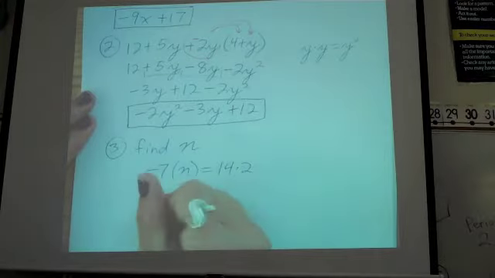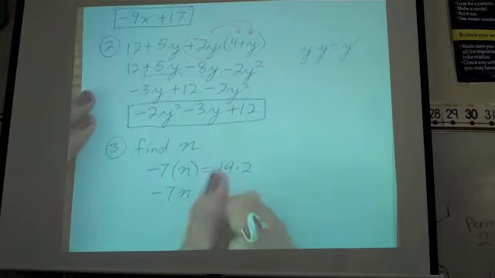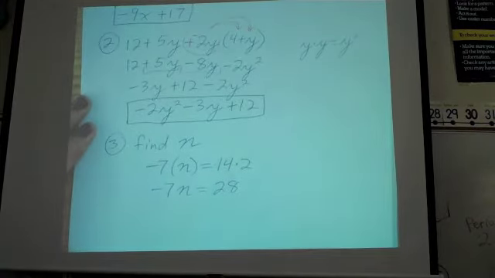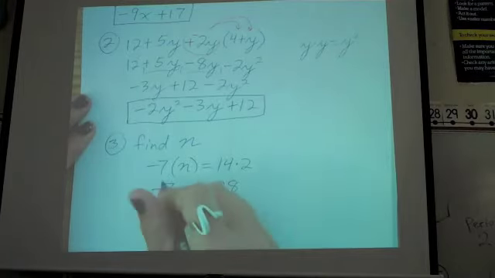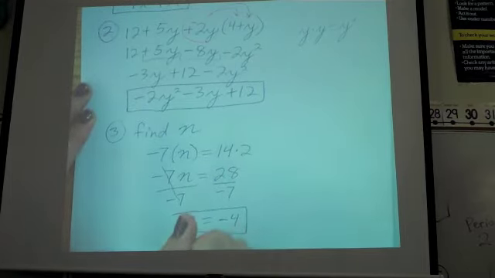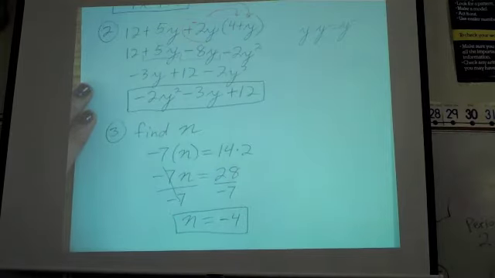Alright, we are going to simplify. Negative 7 times n is negative 7n, and 14 times 2 is 28. Some of you guys can do guess and check, but to practice our steps, I could get n by itself. I have times negative 7, so the inverse is divide by negative 7, divide by negative 7. I will simplify that out, and n will equal negative 4, because 28 divided by negative 7 is negative 4, because you have the same rules for multiplying and dividing with negative numbers.